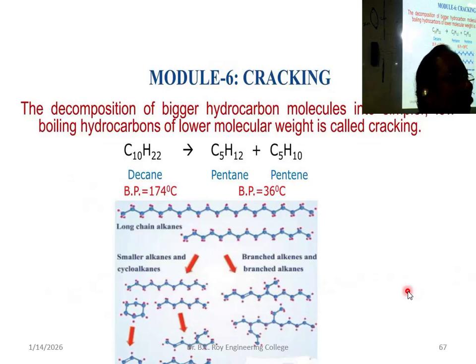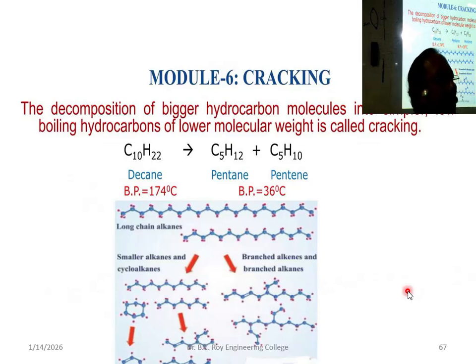Why not two pentanes? In that case, you cannot get a balanced equation. You will understand that hydrogen will be less. One decane broken into two pentane is not possible because two hydrogens will be missing. Count the number of hydrogens and you will understand. It's not possible, so it is one pentane and one pentene. That is how cracking goes on. What is cracking? By heating, you break the molecule.